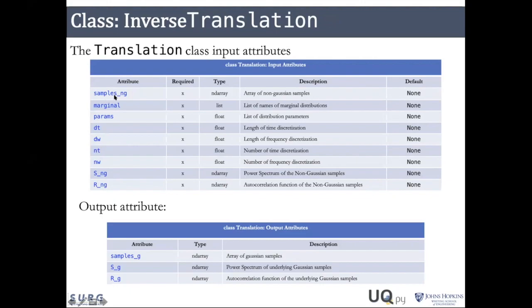They more or less mirror the input attributes from the translation class. Here, the first parameter samples_ng is changed from samples_g, which reflects the change from Gaussian samples to non-Gaussian samples. The last two parameters, s_ng and r_ng, denote the power spectrum and the autocorrelation function of the non-Gaussian samples. The output attributes again mirror the translation class output attributes. The first output attribute is samples_g. The second and third are s_g and r_g, which denote the power spectrum of the underlying Gaussian samples and the autocorrelation function.